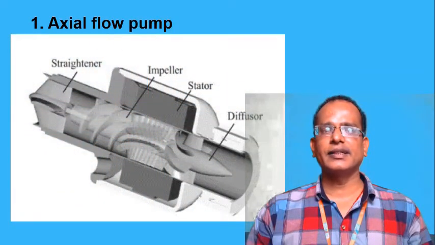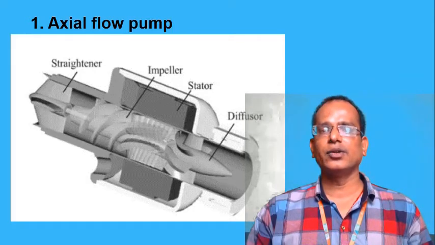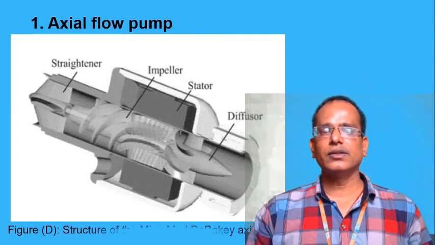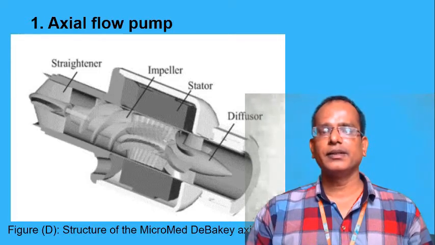So here the axial pumps contain a straightener, impeller, stator and diffuser. The straightener provides a flow path to the blood. The impeller has a rotating movement through the stator and rotor. It will diffuse the blood into the aorta. The structure of this axial flow pump has been manufactured by MicroMed DeBakey. The name of the pump is the axial blood pump.